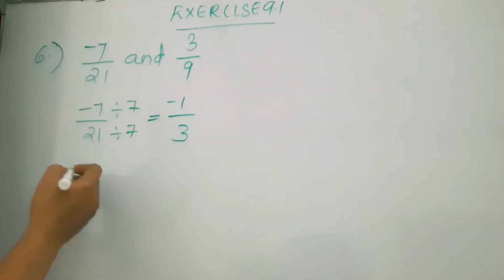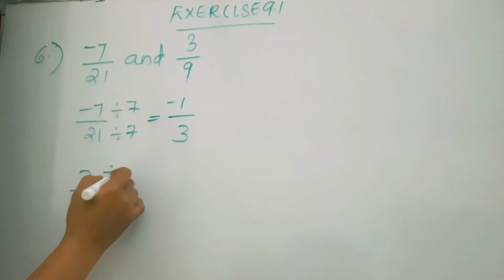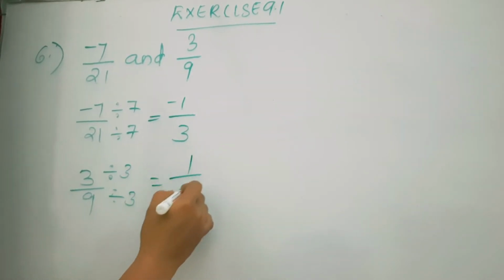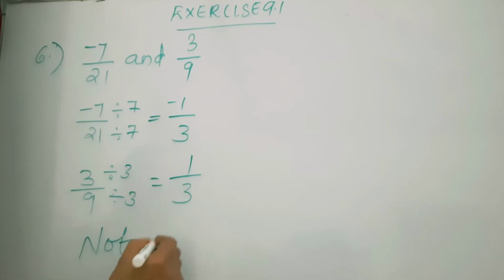Now when you take 3 by 9, it can be divided by 3 in the numerator and in the denominator, and we get 1 by 3. Now negative 7 by 21 is reduced to negative 1 by 3, and 3 by 9 is reduced to 1 by 3. They are not equal because one is negative, and the other rational number is positive. That means they are not equal. So we can write here not equal.